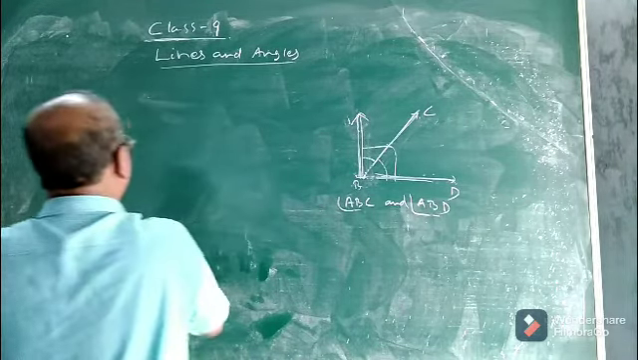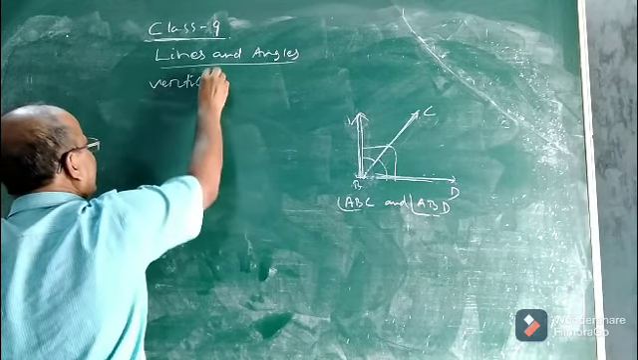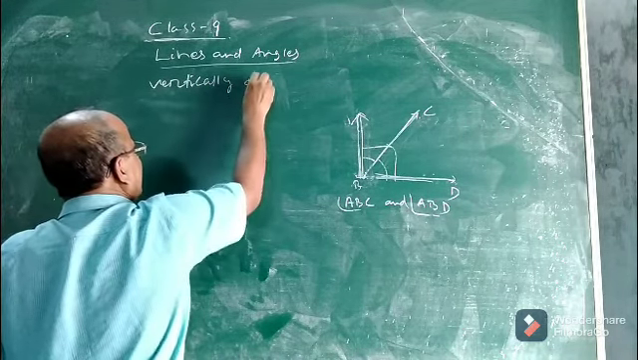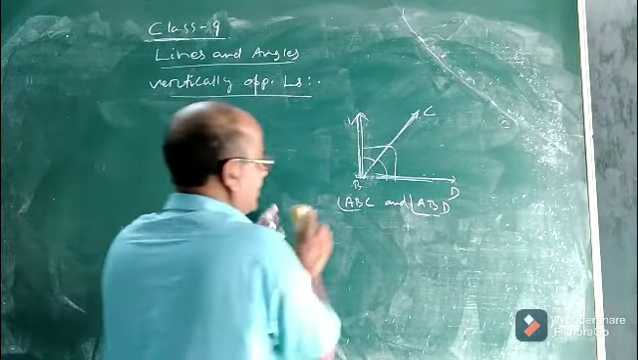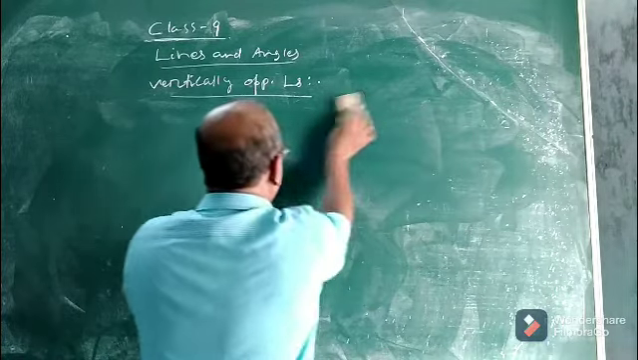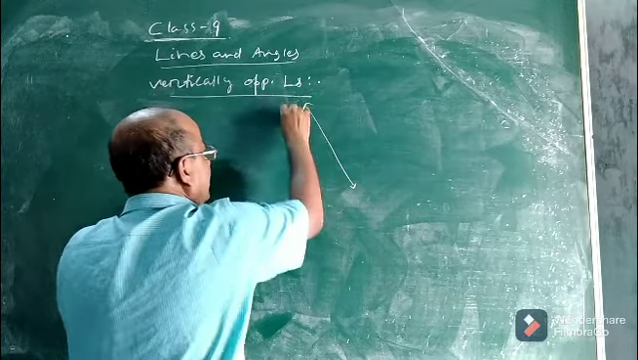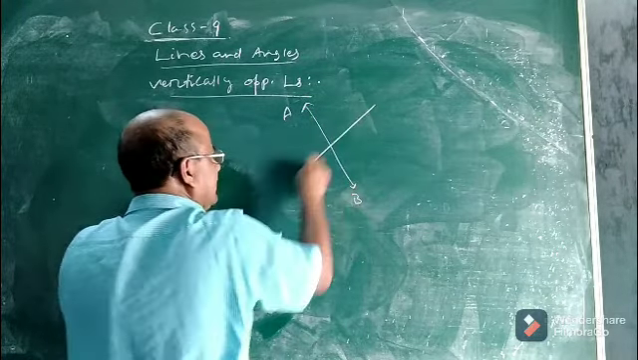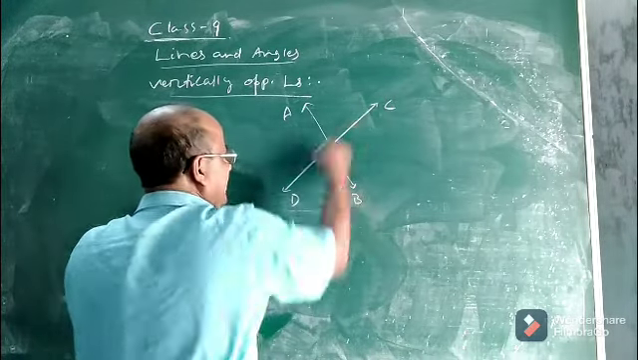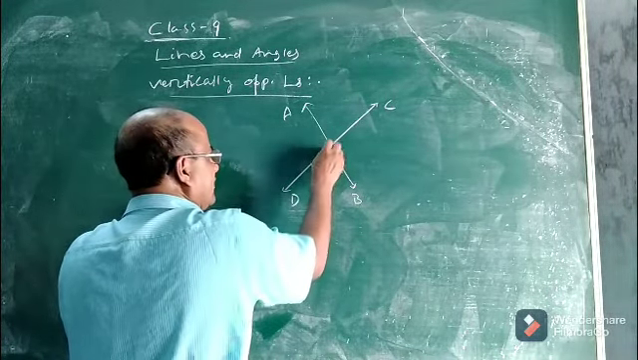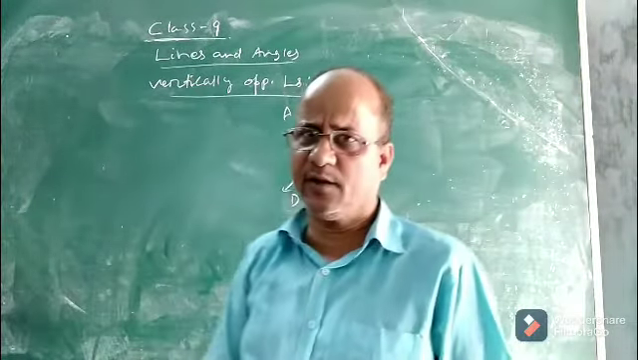It was also there in class 6. Vertically opposite angles. Let us see, what are vertically opposite angles? See, children, suppose AB is a line and CD is a line. Now the lines AB and CD intersect each other at the point O.